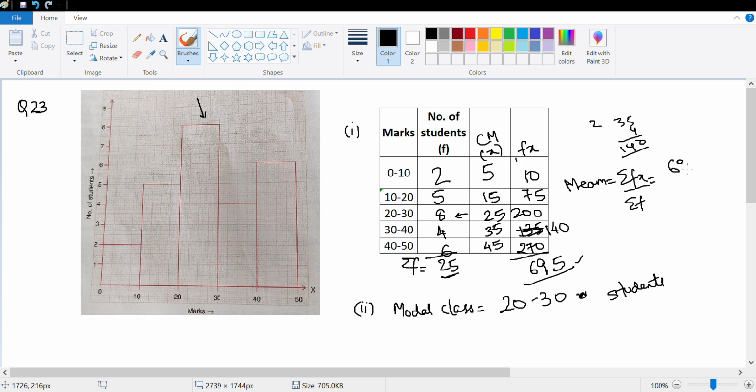In this case, 695 upon 25. So 25 into 2 is 50, 25 into 7 will be 175, and then 0.8, and the result is 27.8. So mean is 27.8 marks. Perfect.